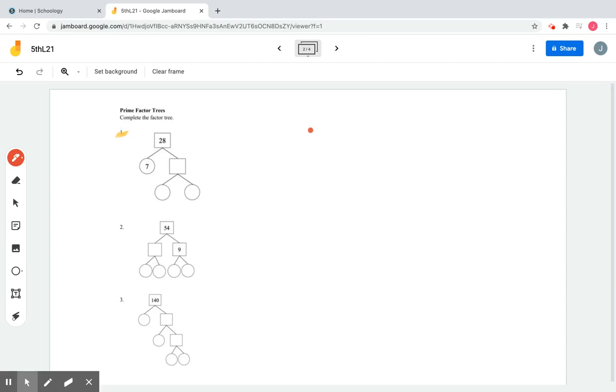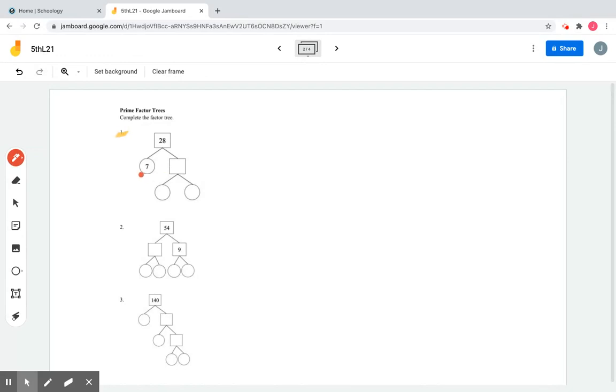Okay, so now we're gonna work on prime factor trees. And we're gonna work on number 1. When you do prime factor trees, you have to break down the number on the top first. So we have to break it down to two factors, and there will be a circle and a square. The numbers in the circles are the prime numbers, and the prime numbers are the numbers that have only two factors that are 1 and themselves.